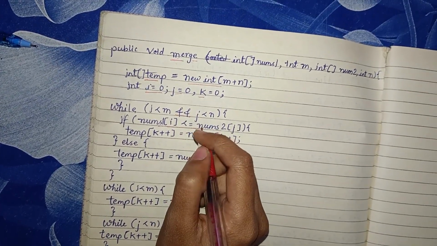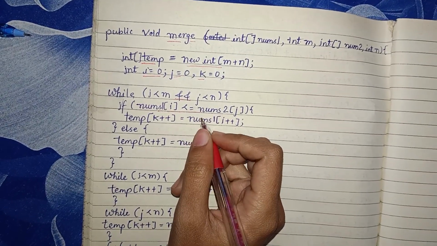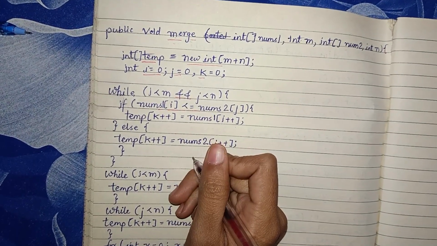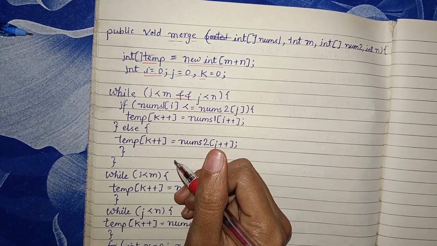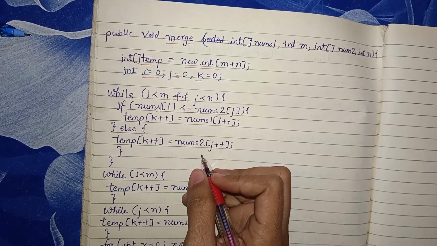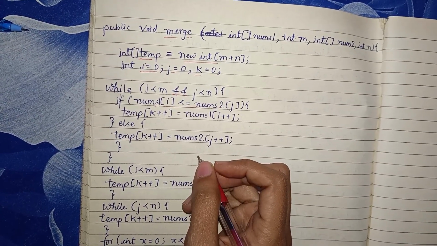The smaller element is placed into the temp array. We move the pointer forward. After one array finishes, we copy the remaining elements. Finally, we copy all elements back into nums1. This approach is easy but uses extra space.